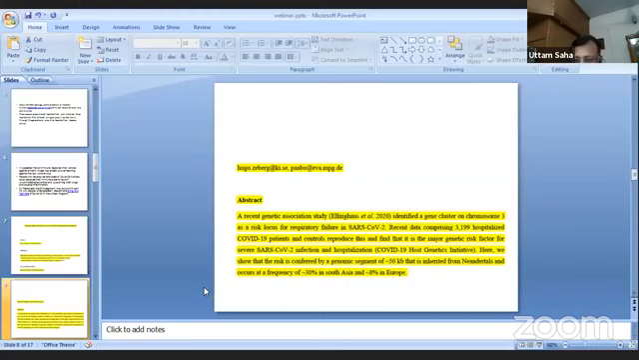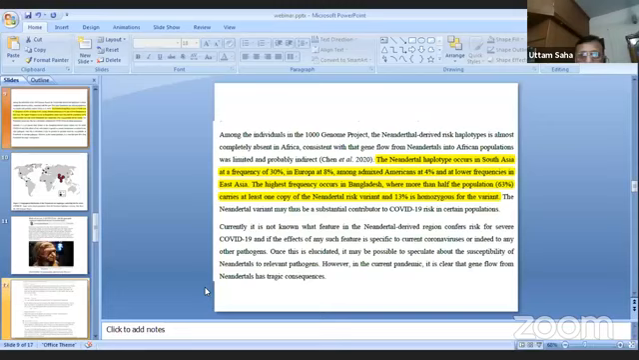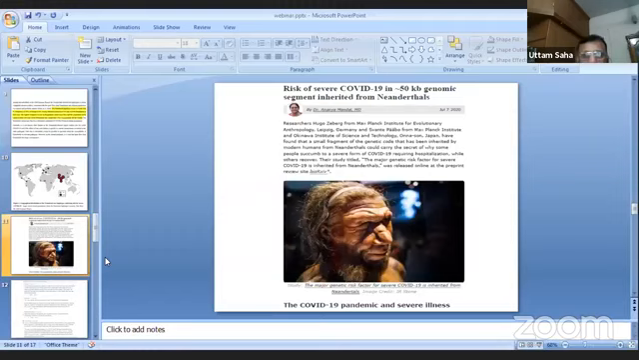Let us hear from the panelists. The Neanderthal haplotypes occur at a frequency of 30% in South Asia, 8% in Europe, 4% among admixed Americans, and 63% in Bangladesh. I want to know from Anisul Haq, how is this possible, because in England, among those people residing there, the death rate is very high, but in Bangladesh, these people are also residing, but the death rate is remarkably low. What is the condition?